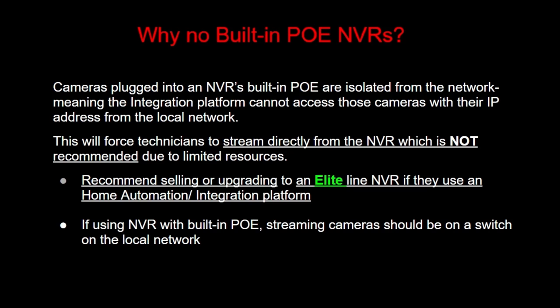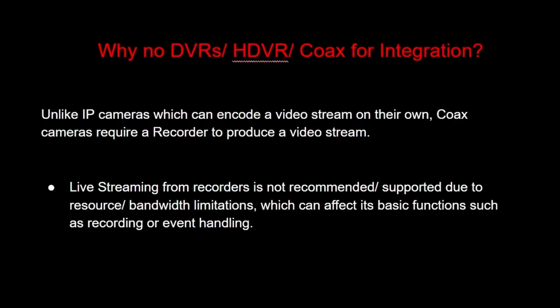We recommend selling or upgrading to an Elite line NVR if they use an automation system or an integration platform. If using an NVR with built-in PoE, the streaming camera should be on a switch on the local network. Moving forward with the hardware recommendations, again, the DVRs, HDVRs, and coax are just not recommended for integration. Unlike IP cameras, which can encode a video stream of their own, coax cameras require a recorder to produce a video stream. So, in short, live streaming from recorders is not recommended due to the resource and bandwidth limitations, which can affect its basic functions such as recording or event handling.